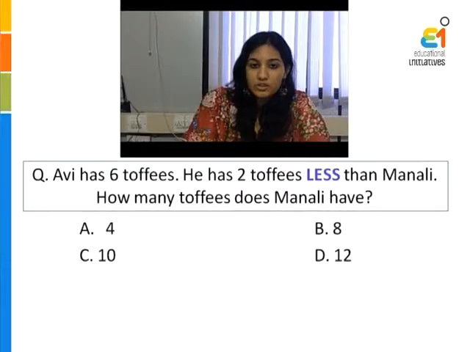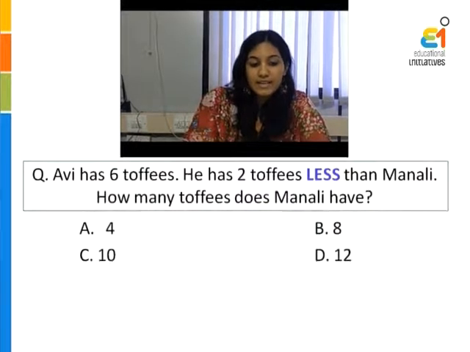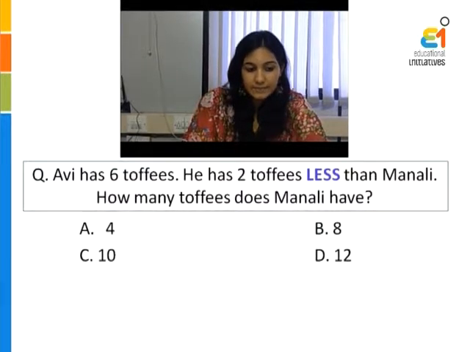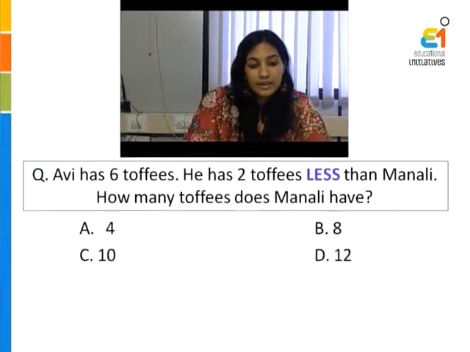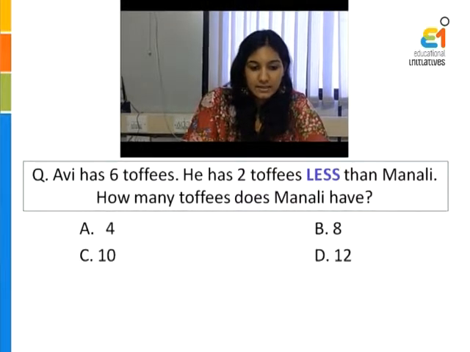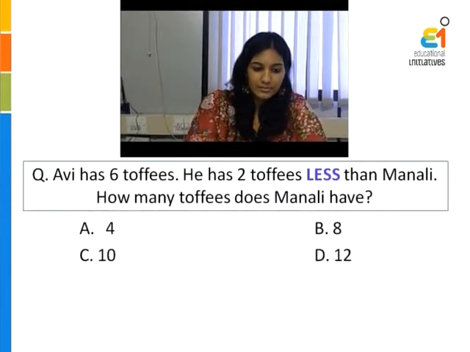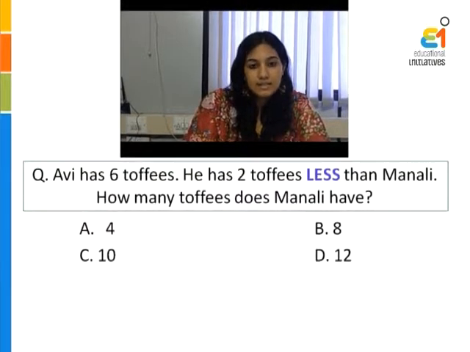The following question is from a class 3 asset paper. Students were told that Avi had 6 toffees and that he has 2 toffees less than Manali. The students were required to find how many toffees Manali had. The options given were 4, 8, 10 and 12. The correct answer in this case was option B, that is 8.